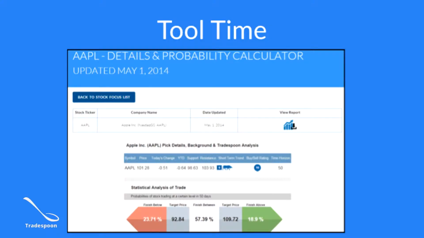If you go to the focus list, you can find the stocks that we analyze, and if you're a self-directed investor and you don't need a specific trade recommendation, you can use our analysis and our probability calculator, which you can also see if you type in a symbol on the focus list. You can actually see the probabilities of where the stock is going to be in the next 50 days and structure your trade accordingly. So I think it's a great tool.